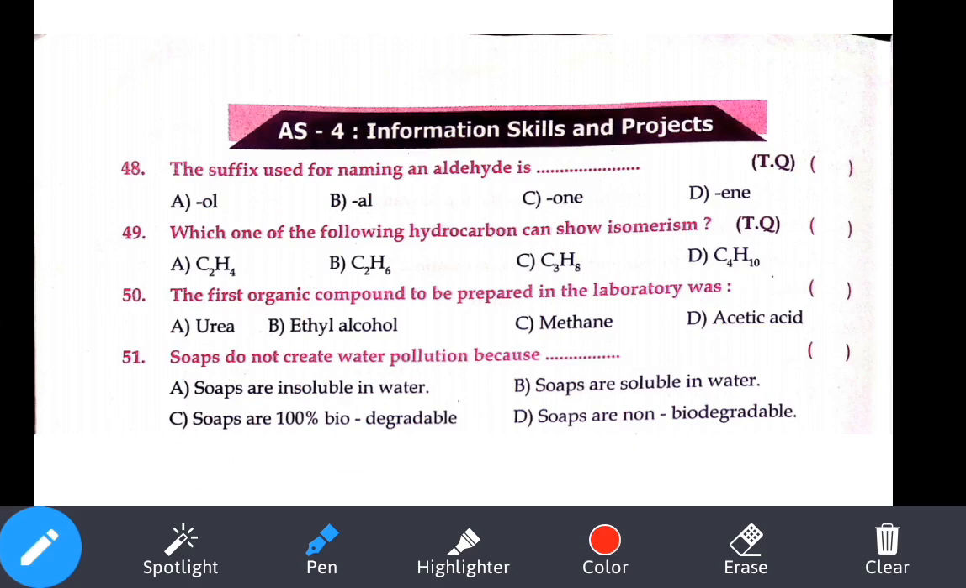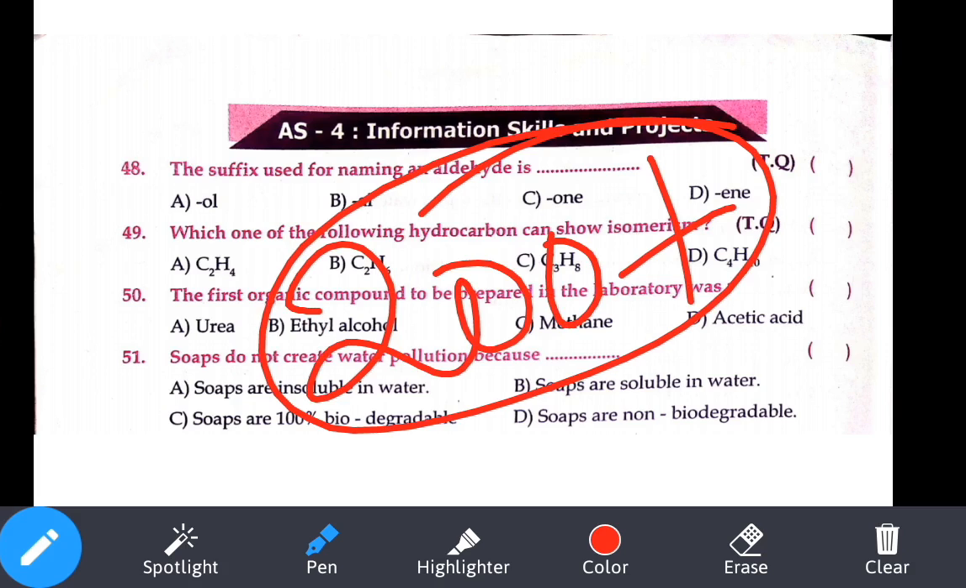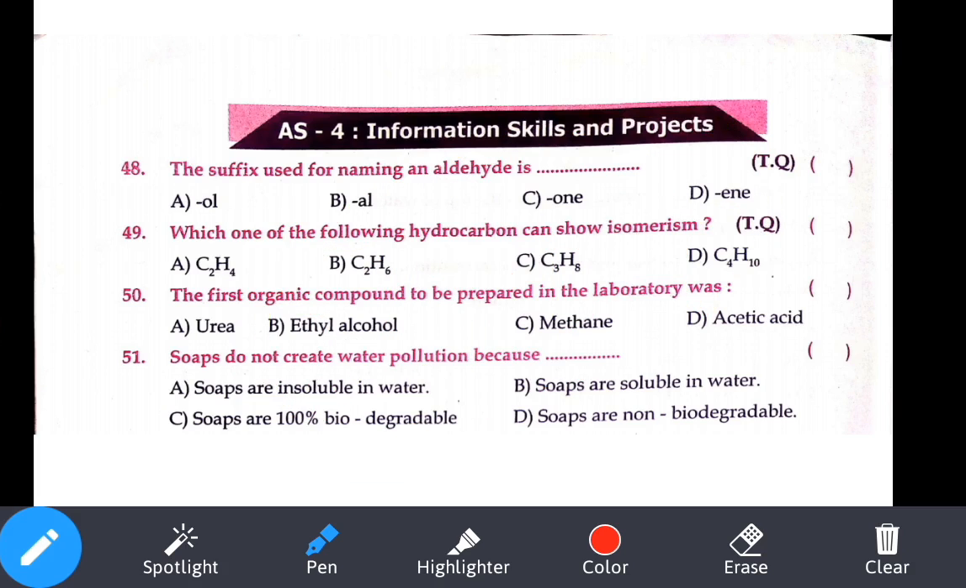Soap does not create water pollution because what? It is 100% biodegradable. Biodegradable means what? It can be broken down. Option number C. So with this we have covered our first 51 bits. As I said, in this we will be covering more than 200 plus bits on carbon and its compounds. With this we will be concluding our first set.